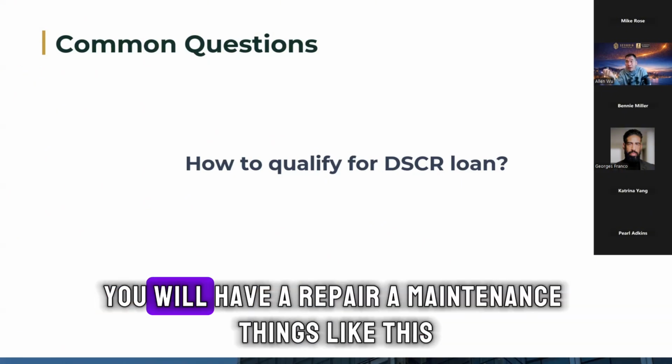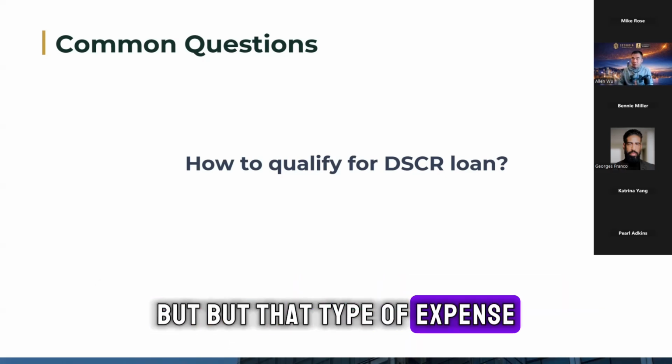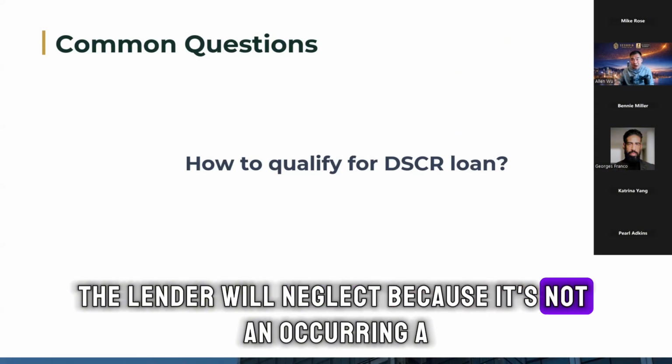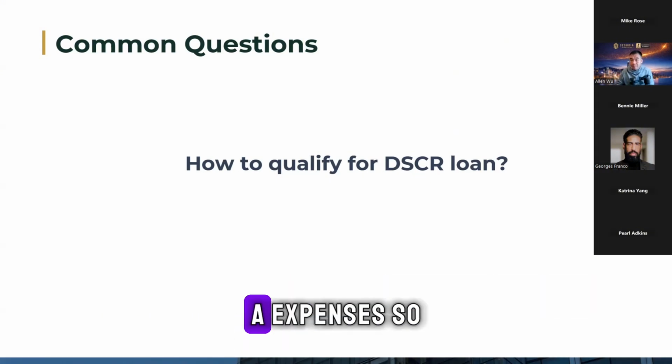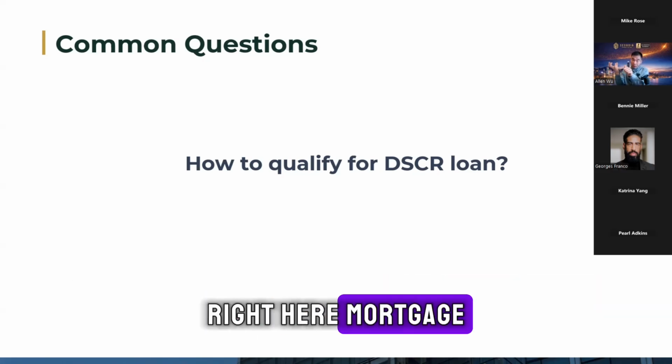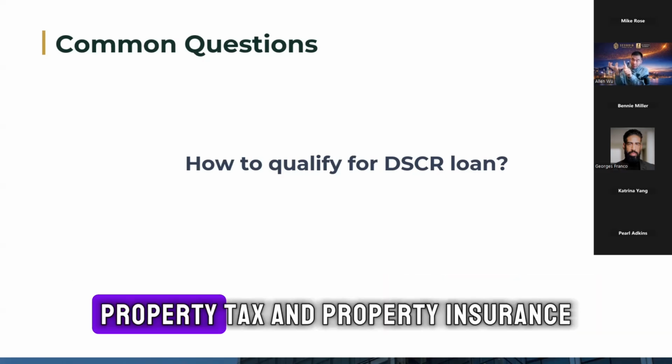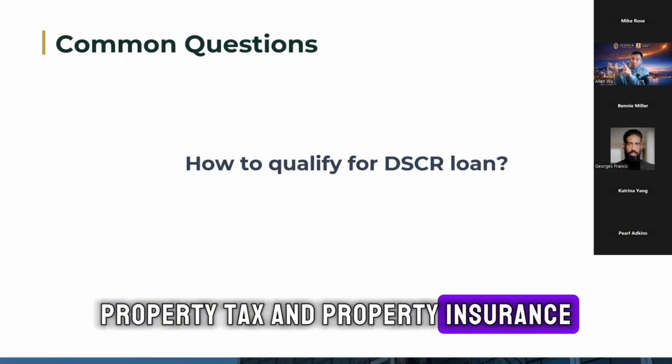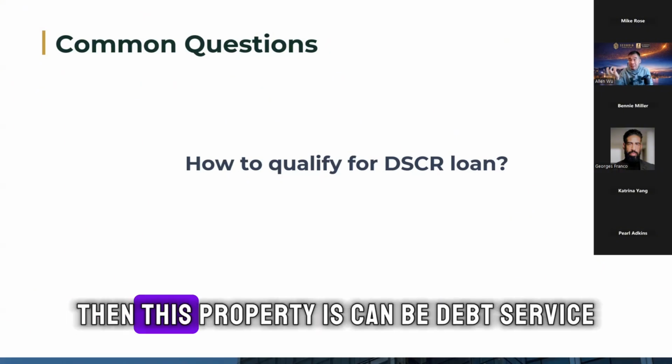Now, of course, you will have repair, maintenance, things like this. But that type of expense the lender would normally neglect because it's not a recurring expense. So as long as the $1,500 can cover these three items right here, mortgage, property tax, and property insurance, then this property can be debt serviced.